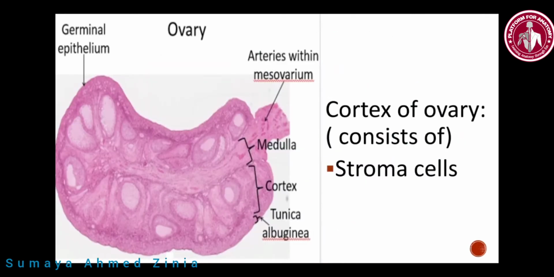The cortex consists of stroma cells, some of which are thickly arranged beneath the germinal epithelium to form the tunica albuginea. The cortex contains a number of structures which are different in different periods of life.